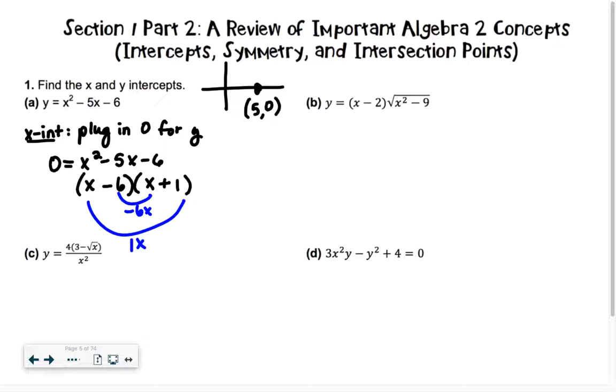Does that make sense? All right, so I'm going to set each piece equal to 0. So I get x is equal to 6, and I get x is equal to -1. So what does this mean for x-intercepts? We have 6, 0, and we have -1, 0.